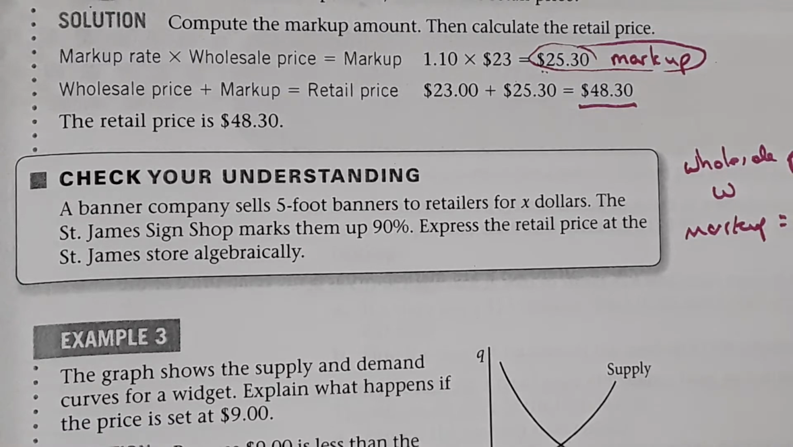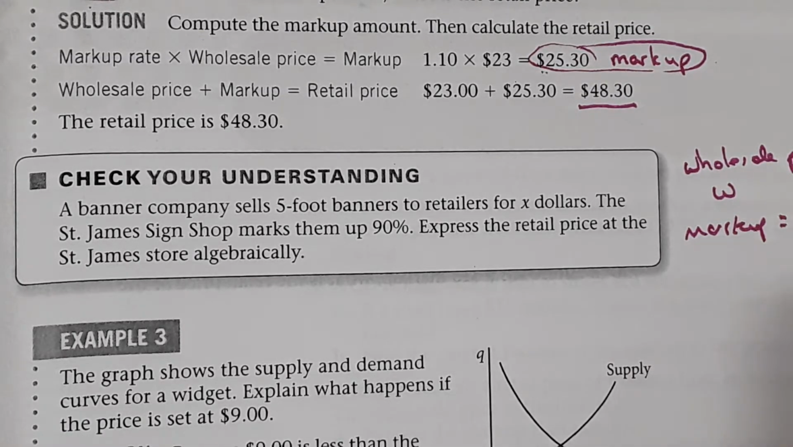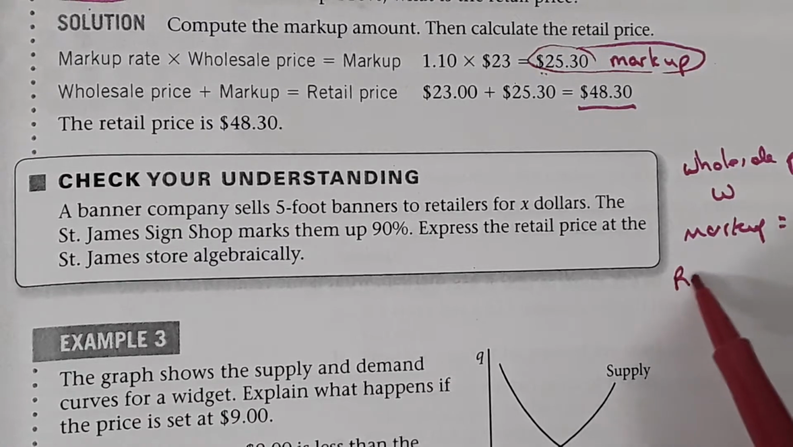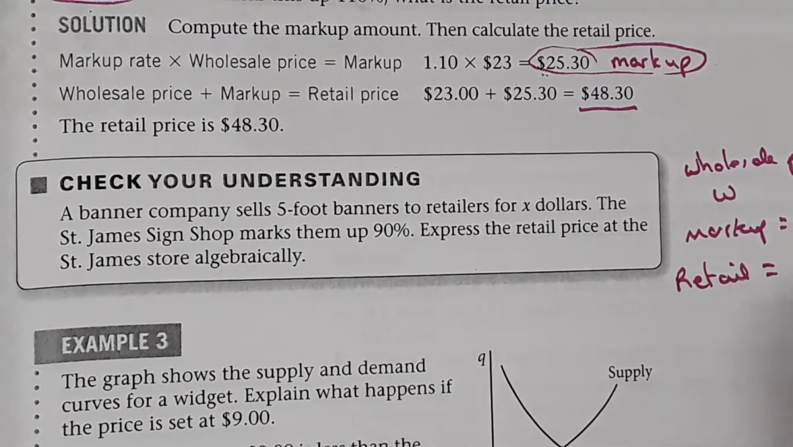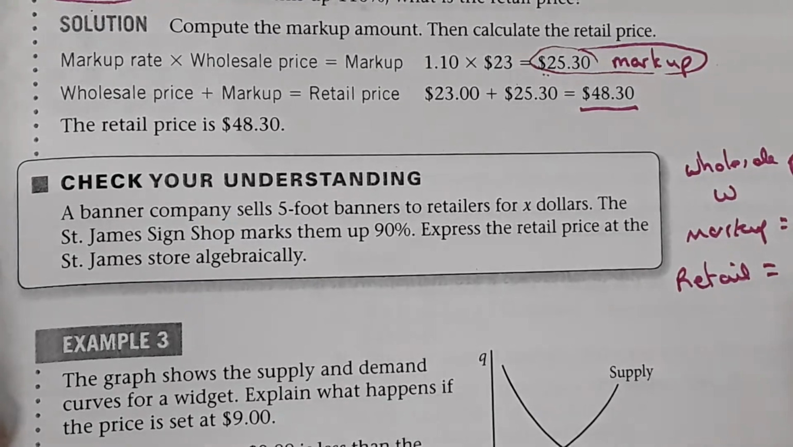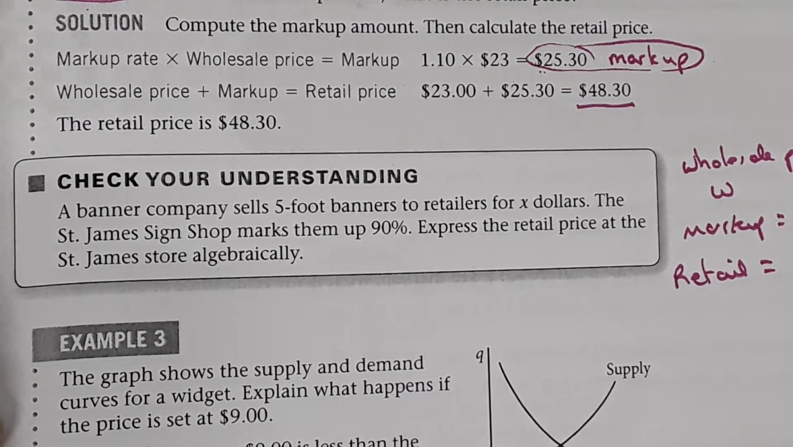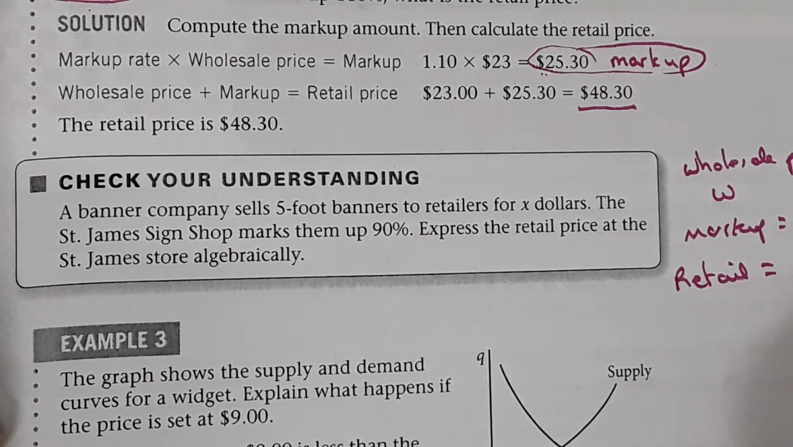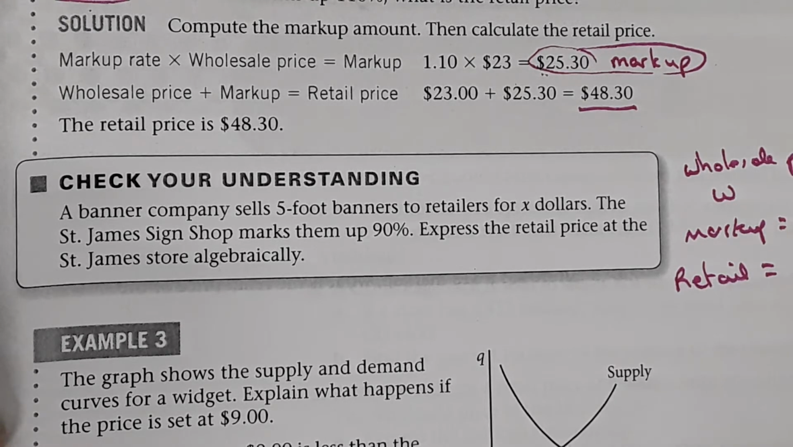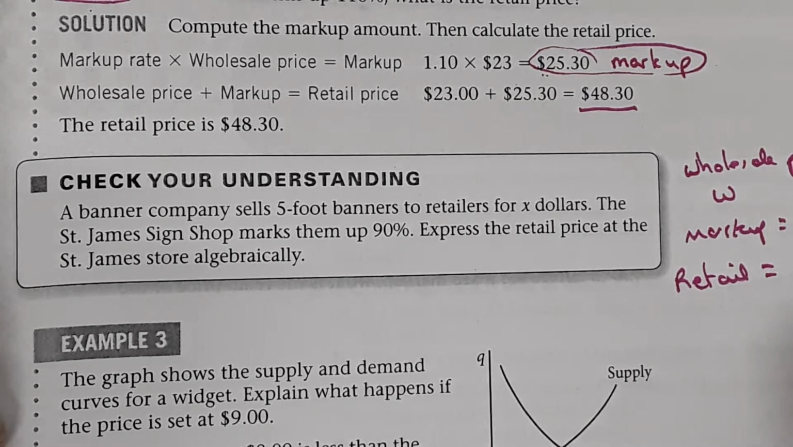Okay. So to find the retail price, I take the wholesale price plus the markup price. So the retail is going to equal the wholesale price, what the company paid to get them, plus their markup. These are like terms. This is 1W plus 0.9W, which would be 1.9W. Okay. That's how you find the retail price.